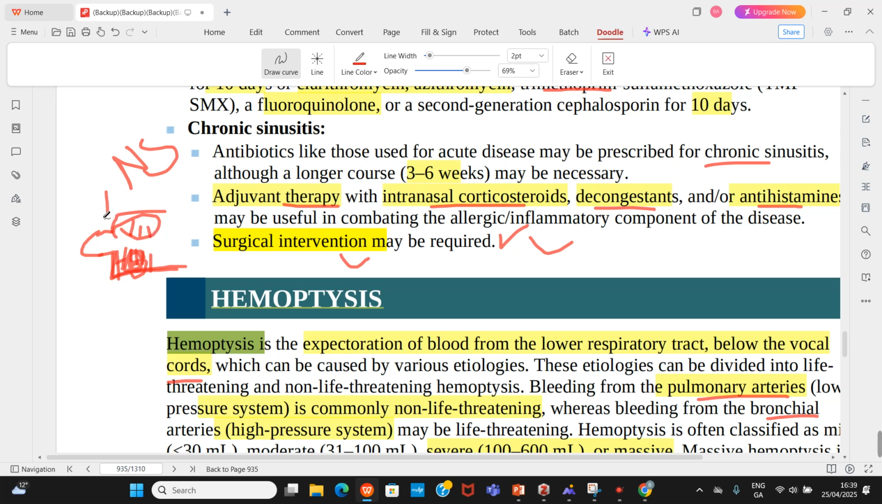Then you quickly also give some agent that can arrest bleeding, like tranexamic acid, while you now proceed to go and do the bronchoscopy after you have done ABCDE of management.